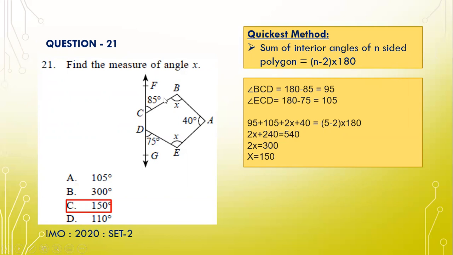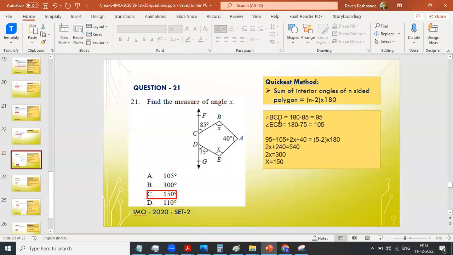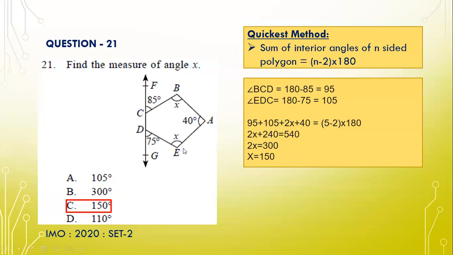Now again, angle BCF plus angle BCD is 180, adjacent angles, isn't it? So angle BCD is 180 minus 85, which is 95. Similarly, angle EDG plus angle EDC is 180, adjacent angles. So what will angle EDC be? It will be 180 minus 75, which is 105.